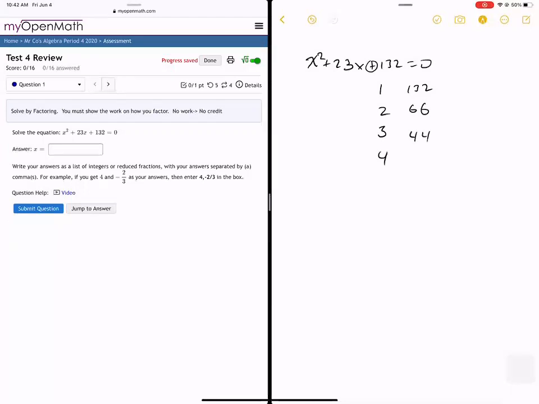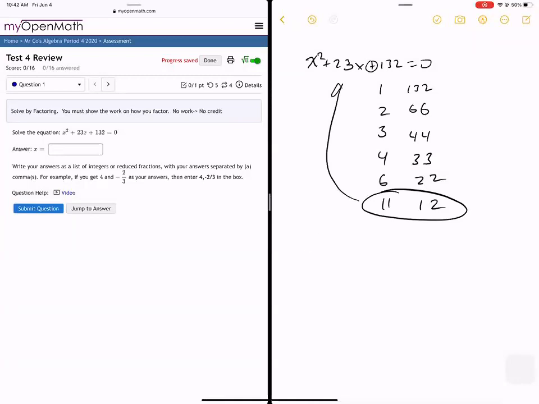Nope. 4 goes into 132, 33 times. 4 and 33, nope, they don't add up to become 23. 5, 6. Let's see, 6 goes into 132, 22 times. Nope. 7, 8. Does 9 go into 132? No. 10, 11. 11 goes into 132, 12 times. And guess what? 11 and 12 add up to become 23.